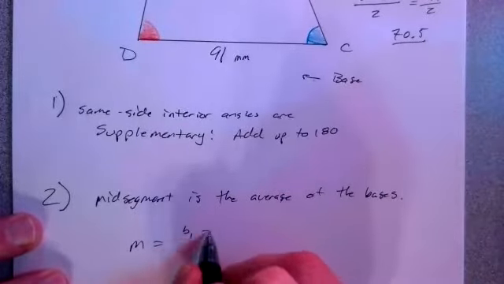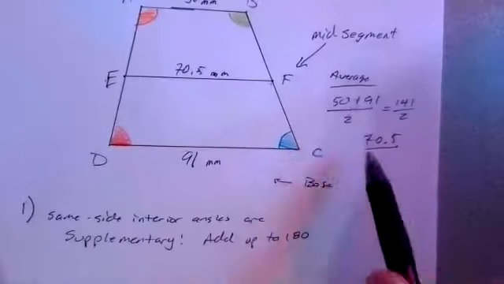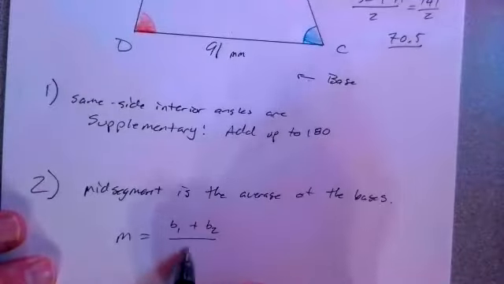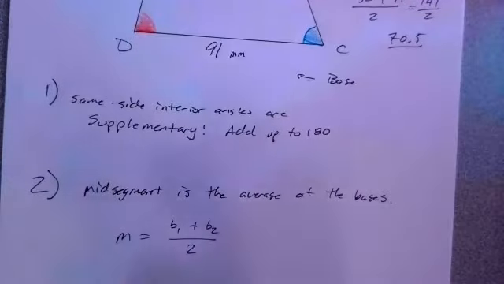So M would be the average of the bases: base 1 plus base 2, and divided by 2, because there's 2 of them. And now we have a formula. The mid-segment equals base 1 plus base 2 divided by 2. All right. So that, I think, is really, really cool.